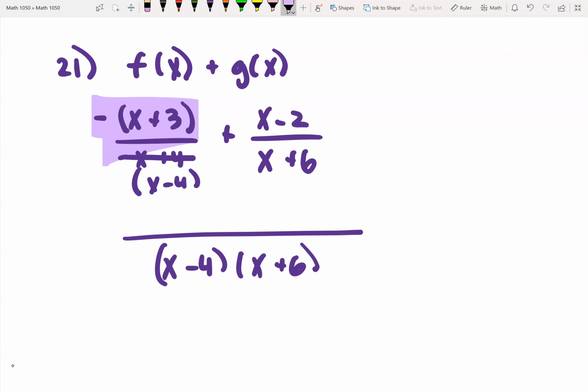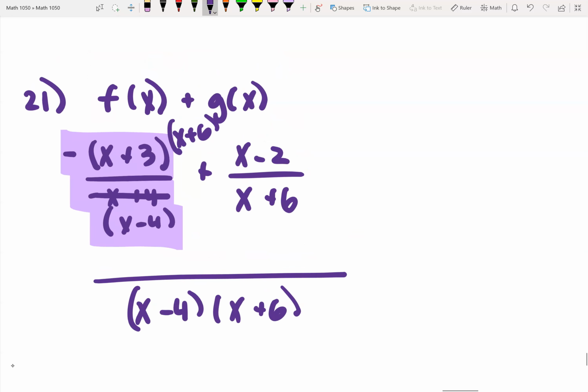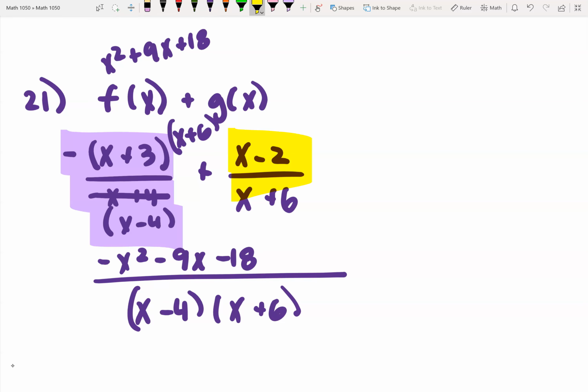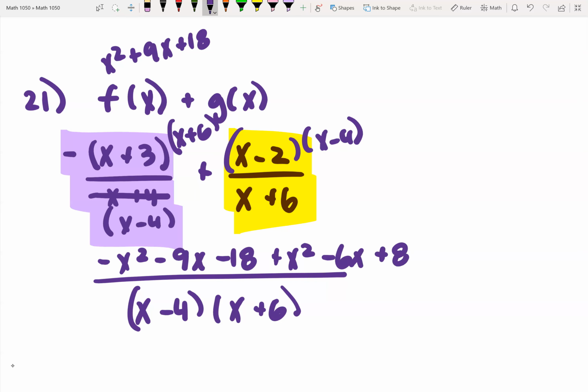So this guy has the x minus 4. He's missing the x plus 6. When I FOIL those together, I get x to the second plus 9x plus 18. But I have to distribute the negative. So it's negative x to the second minus 9x minus 18. This second fraction right here has the x plus 6. It's missing the x minus 4. So when I FOIL that, I get x to the second minus 6x plus 8.